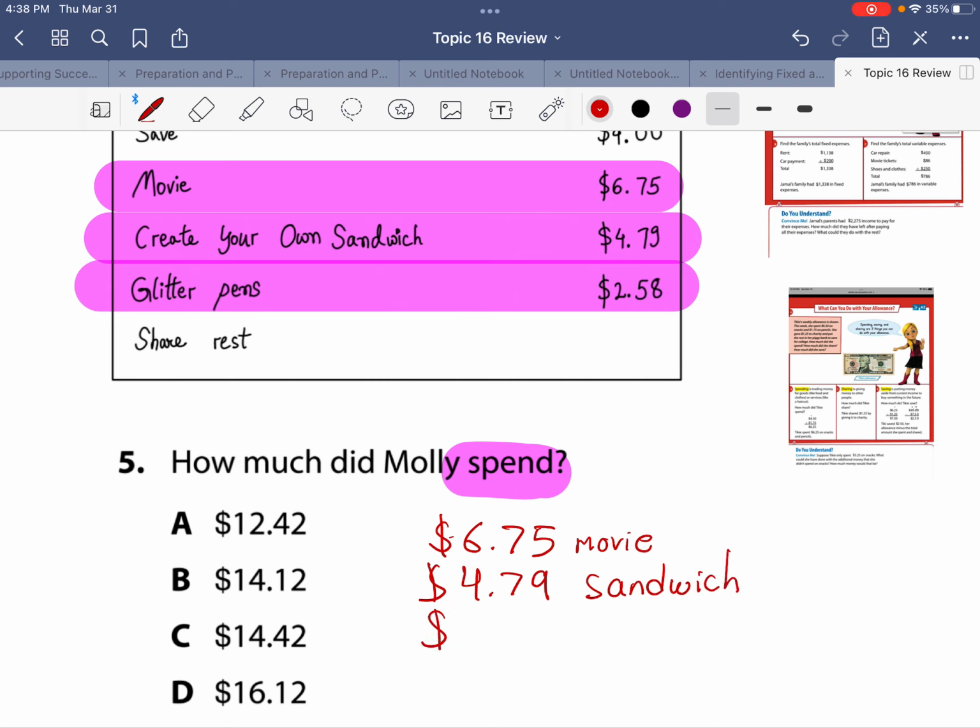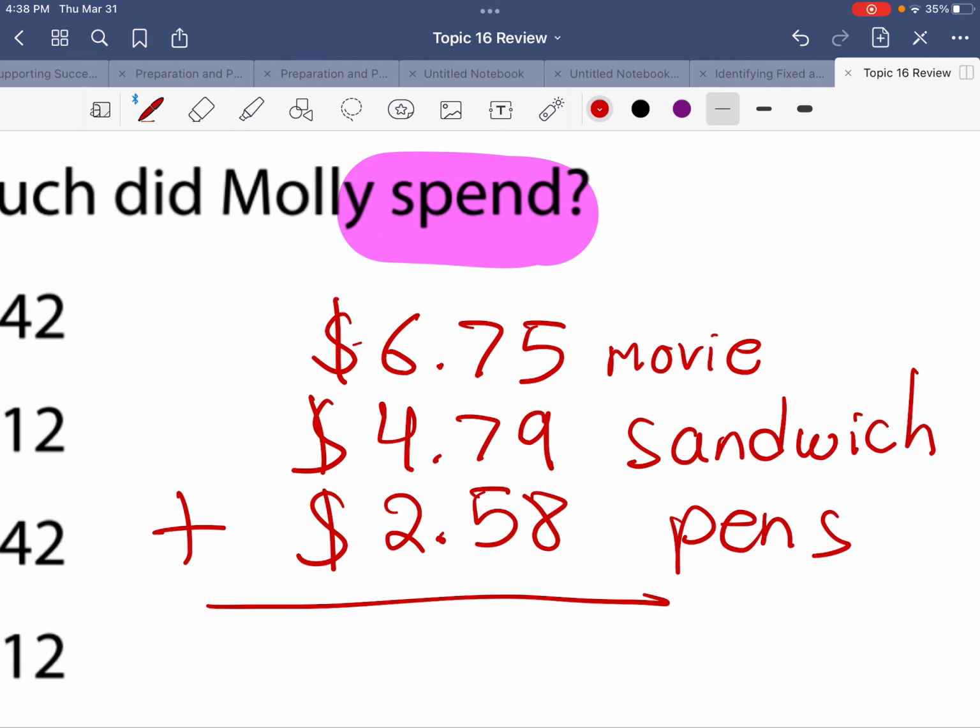And I have $2.58. That's for the pens. Okay, I'm going to add them all. So 9 plus 8. So 9, 10, 11, 12, 13, 14, 15, 16, 17, 18, 19, 20, 21, 22. Carry my 2, drop my 2.